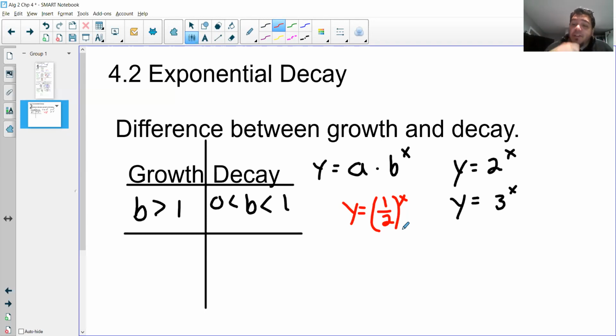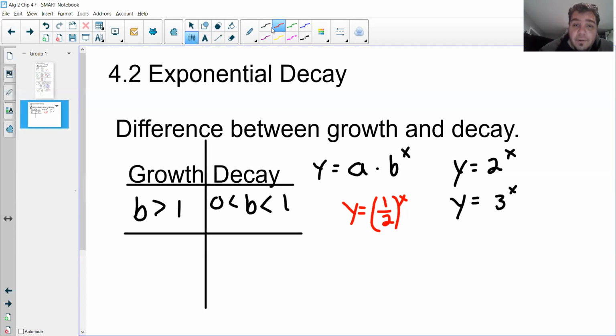Now, in exponential functions, you cannot put a negative in the b. It could be at the a section, but it cannot be in the b section. And the reason is because you can't have square roots of negatives. We talked about square roots a while back, but you can't have square roots of negatives. So that's why it cannot be negative. It's either between 0 and 1, so something like a fraction or a decimal, or it's bigger than 1, like 2, 3, 3.5, 300.